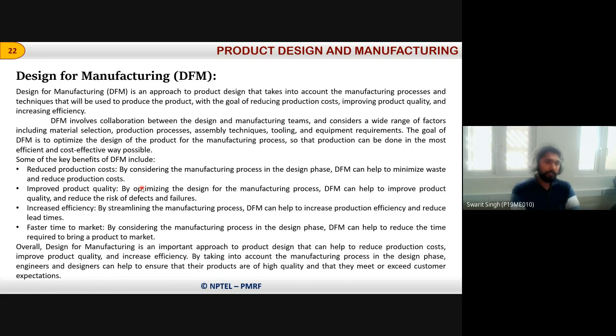Okay, then next is improve the product quality. So by optimizing the design for manufacturing process, DFM can help to improve the product quality and reduce the risk of defects and failures in the product. Then increased efficiency is a key benefit of design for manufacturing, which means by streamlining the manufacturing process, DFM can help to increase the production efficiency and reduce the lead times.